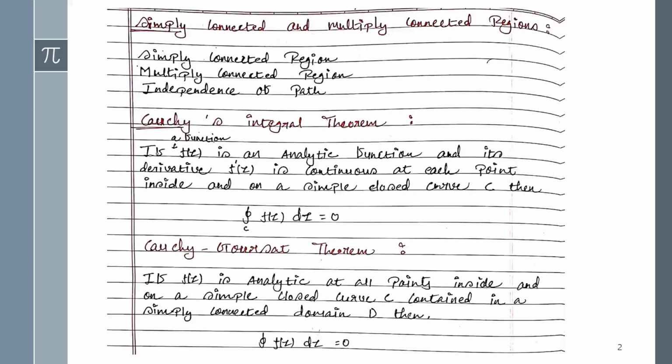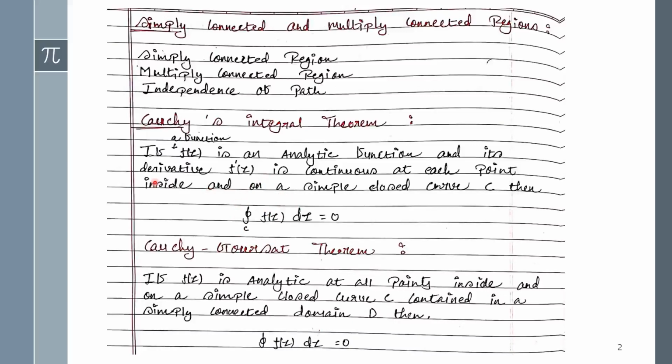And here I have written some definitions of the theory. First, simply connected and multiply connected regions, and that we will do for the simply multiply and for the independence path. Below there are two definitions given, one minute I'm pointing out. This one is Cauchy's integral theorem, and one more definition is given, Cauchy-Goursat theorem. Both definitions are most important because based on these definitions only we are going to solve the examples.